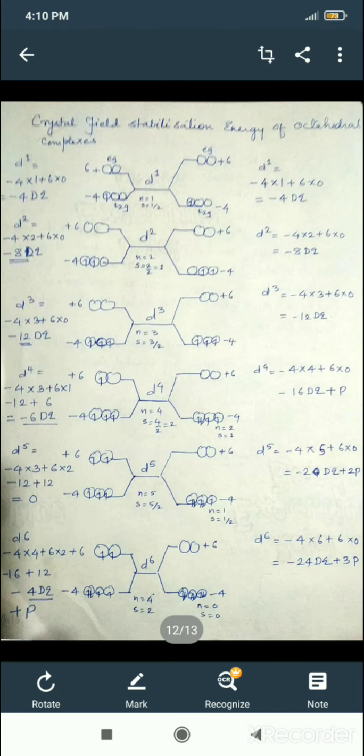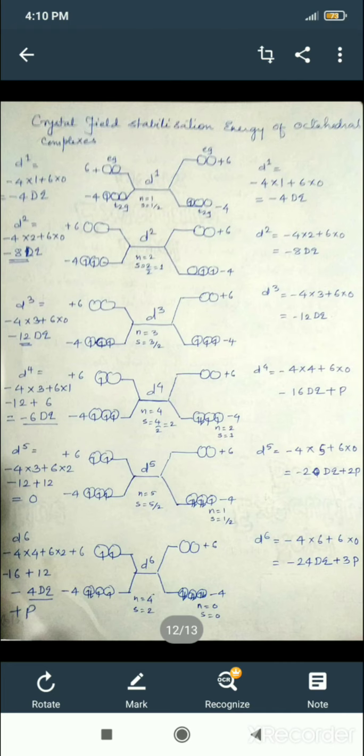Now in this case you can see the problem, that is d1. The value of t2g is -4 and the value of eg is +6. On both sides you can see the value of t2g is -4 and the value of eg is +6. You have to multiply by the number of electrons present at that level.